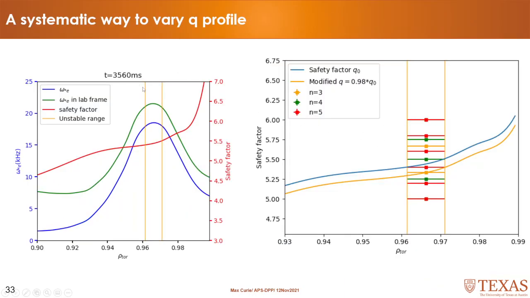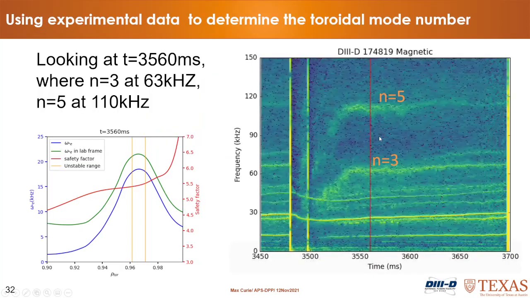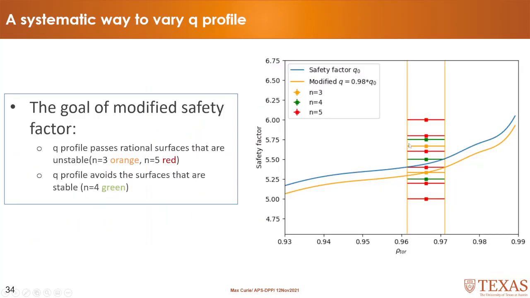We have the orange vertical line on the left-hand side, considered as a stable range. Then we can plot the rational surfaces as horizontal lines with the width of the radial stability boundary, with n equals 3, 4, and 5 having the colors orange, green, and red. Recall that n equals 4 is stable. Therefore, our objective is to modify the Q profile so that it will go through the orange and red while avoiding the green.